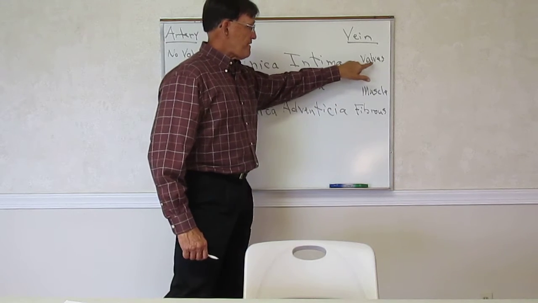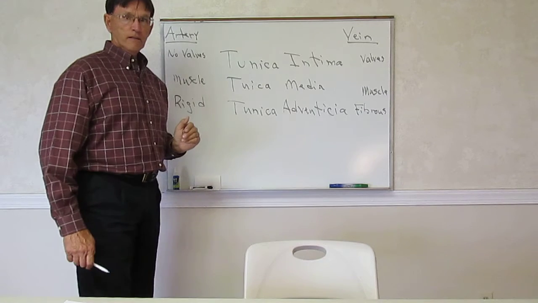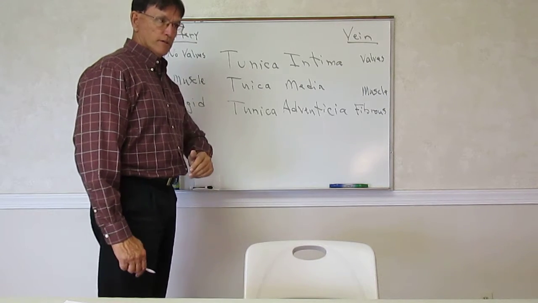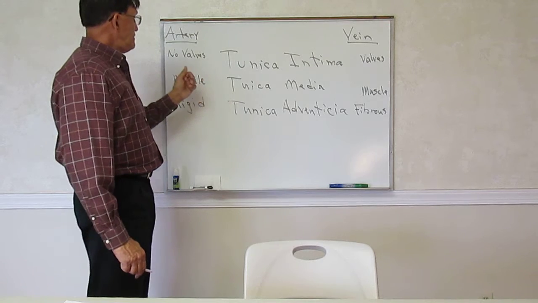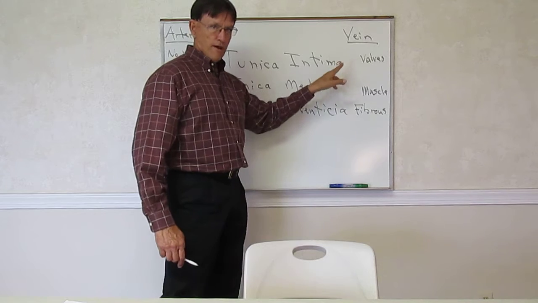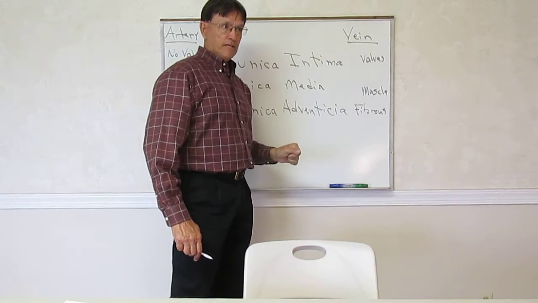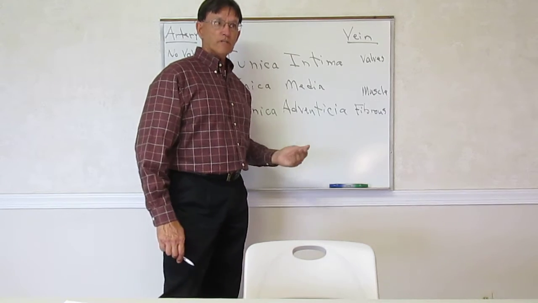The reason you have valves is because of the tunica intima, just like in the heart. You have valves, they keep the blood moving in one direction. You need valves in your veins because veins are low pressure, and given the opportunity, blood can reverse and move in the wrong direction instead of continuing toward the heart.